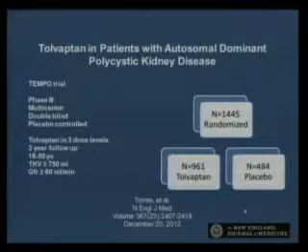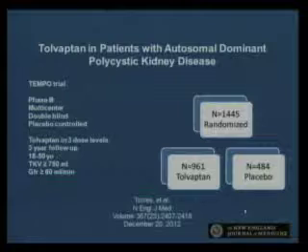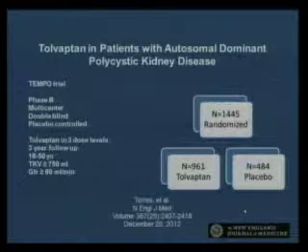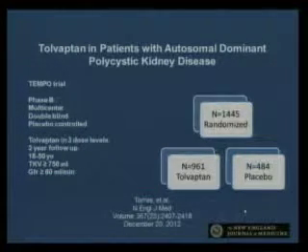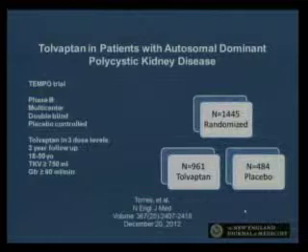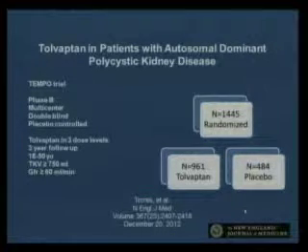Okay, but looking at the vasopressin receptor antagonist, this is the TEMPO trial, which came out in December 2012. Phase 3, multi-center, double-blind, placebo-controlled, tolvaptan in 3 dose levels with a 3-year follow-up. Now these had younger people. Their kidneys weren't that big. Total kidney volume was above 750. GFR was fairly well preserved, a GFR of 60.